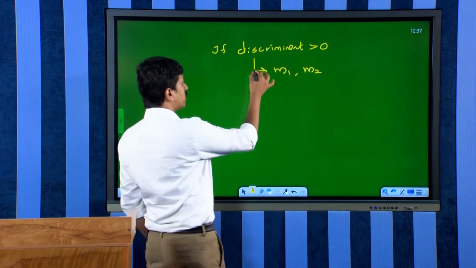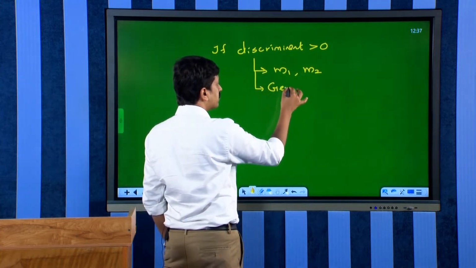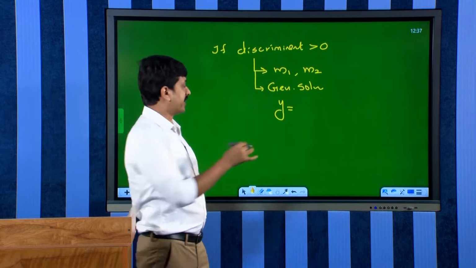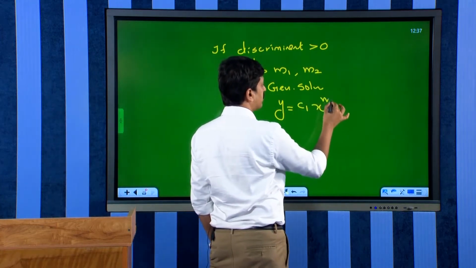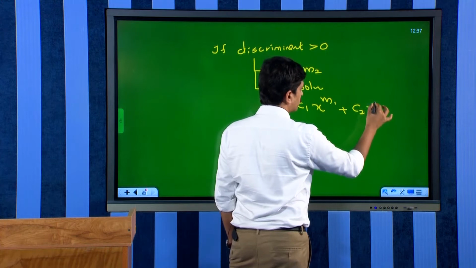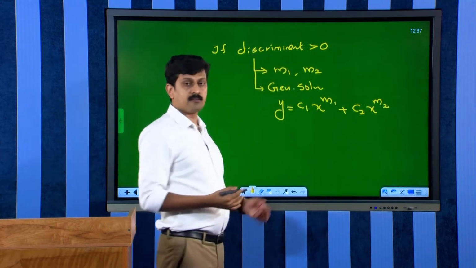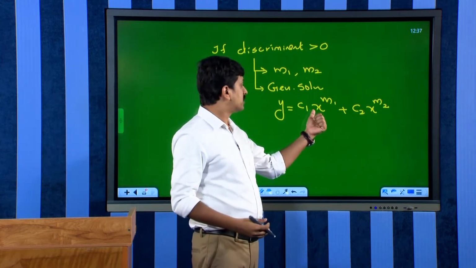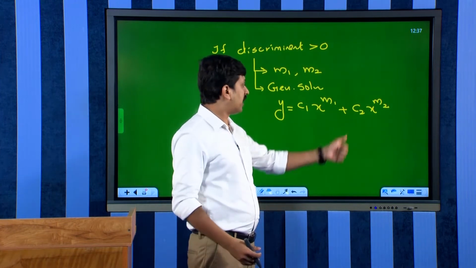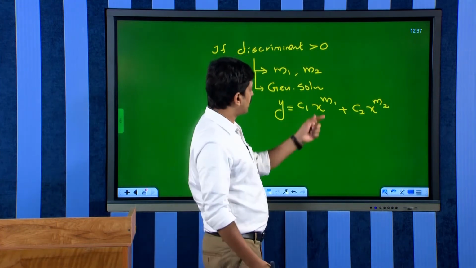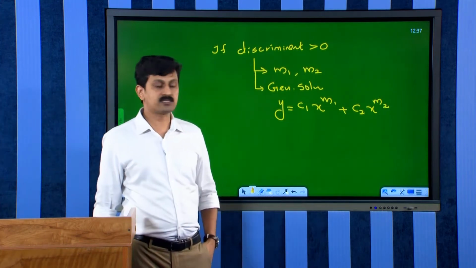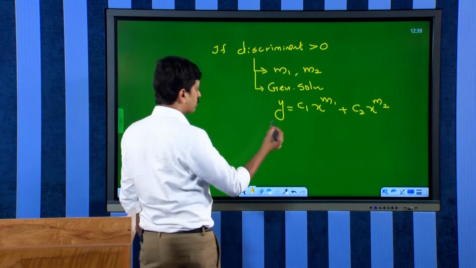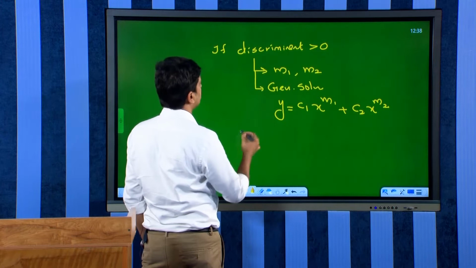In that case, the general solution will be y is equal to c1 x raised to m1 plus c2 x raised to m2. Before, in the case of the constant coefficient linear differential equation, we had c1 e raised to m1 x and c2 e raised to m2 x. Instead of that, here we have c1 x raised to m1 plus c2 x raised to m2 as the solution of this Euler-Cauchy differential equation.